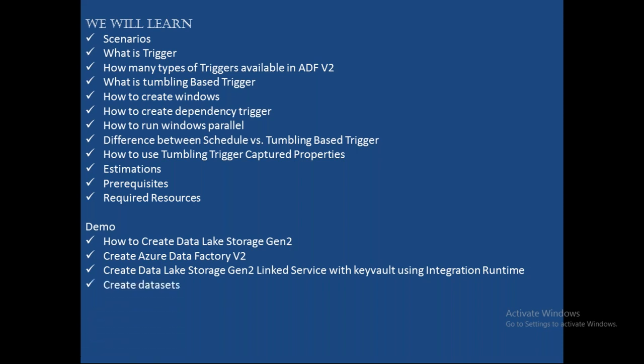Next, create datasets. We are going to create datasets, create a pipeline, and run the pipeline with a tumbling trigger. We are going to run this pipeline with the trigger. Now we are not going to run the pipeline manually.